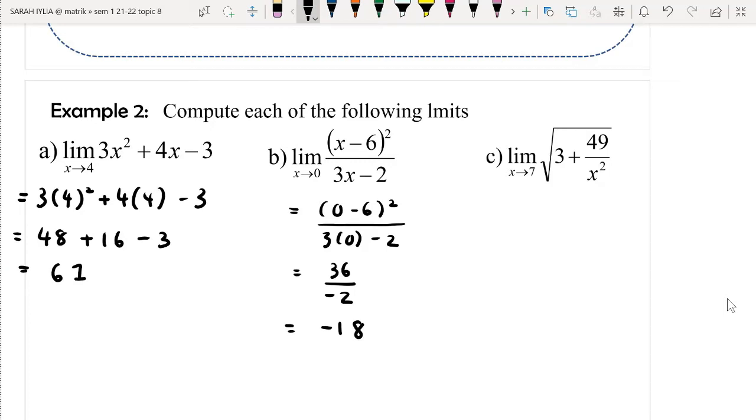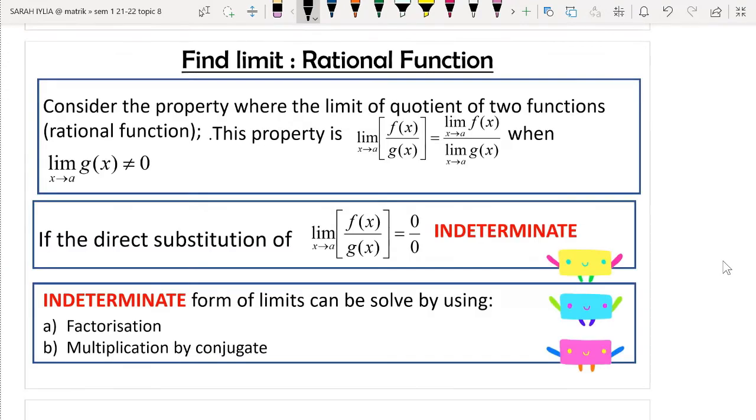C, we have square root of 3 plus 49 over x squared as x approaches 7. So directly substitute once again, we will get square root of 3 plus 49 over 7 squared. So we will get square root of 4. So final answer 2. Ganti je satu-satu, terus dapat jawapan. Tak ada masalah.